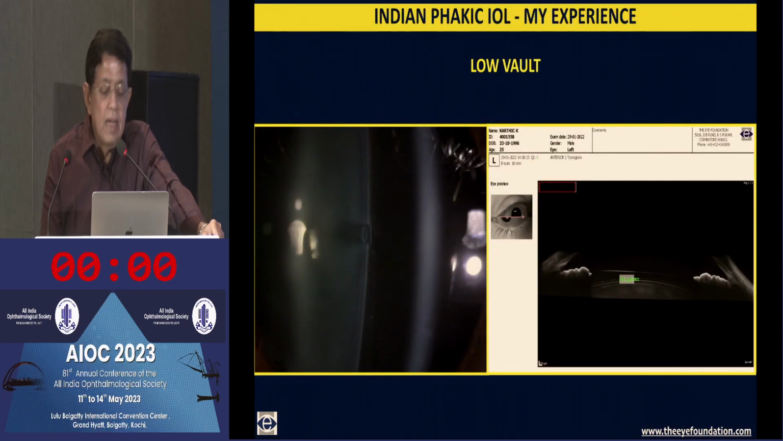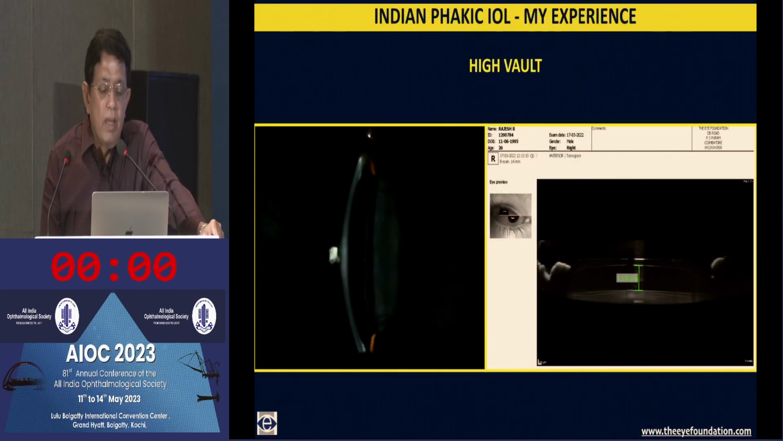Because the anterior capsule is pristine, we are not doing anything about it, but just following up. Similarly, a patient with a vault of 1,100 microns, but with an angle which is open, we are just following them up.